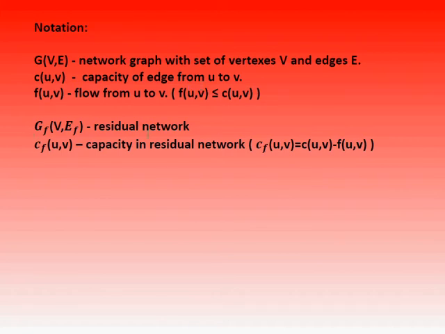G_f is our residual network graph, where we will update the current flow. c_f is the capacity in the residual network, so it's just the difference between the beginning capacity and the flow.